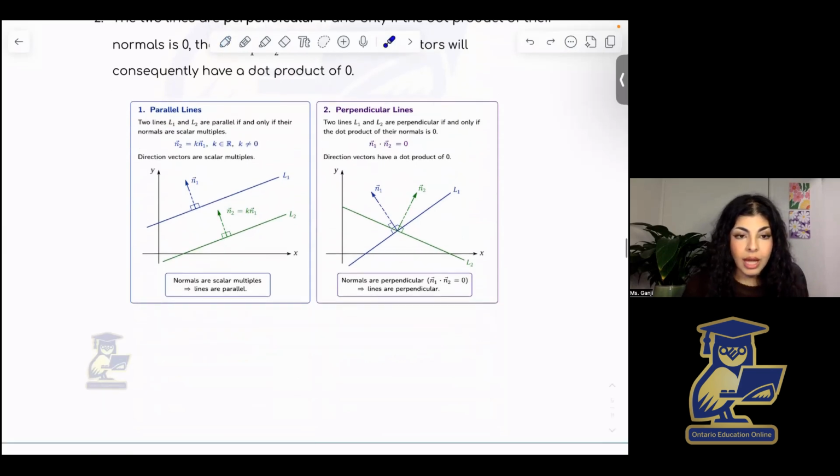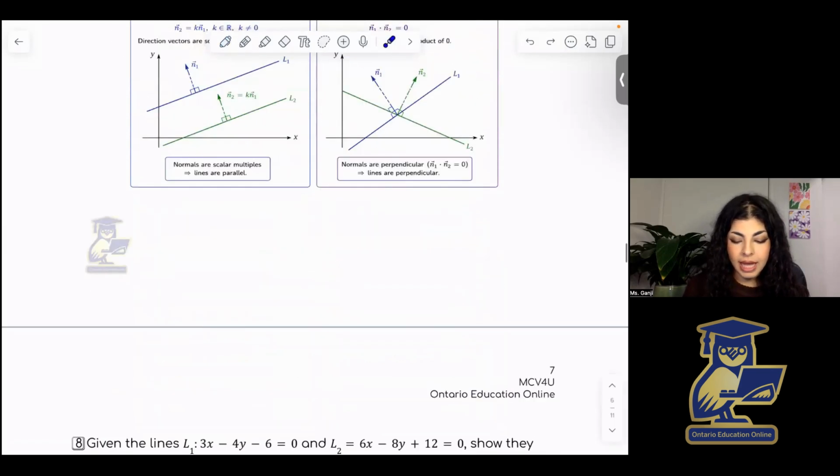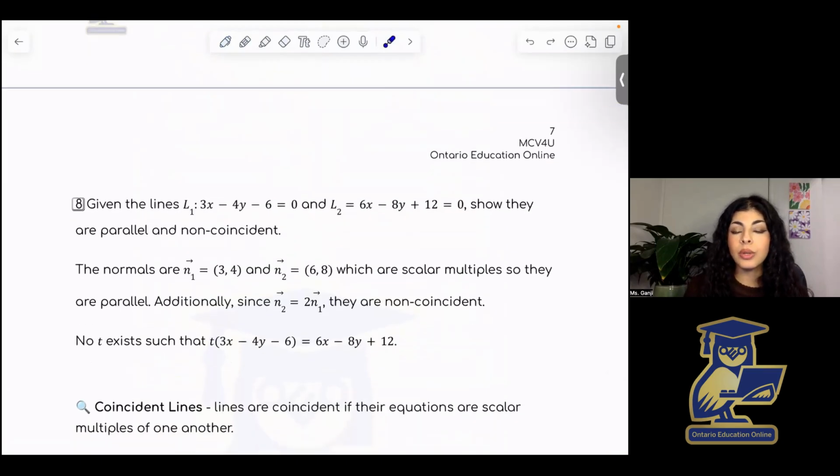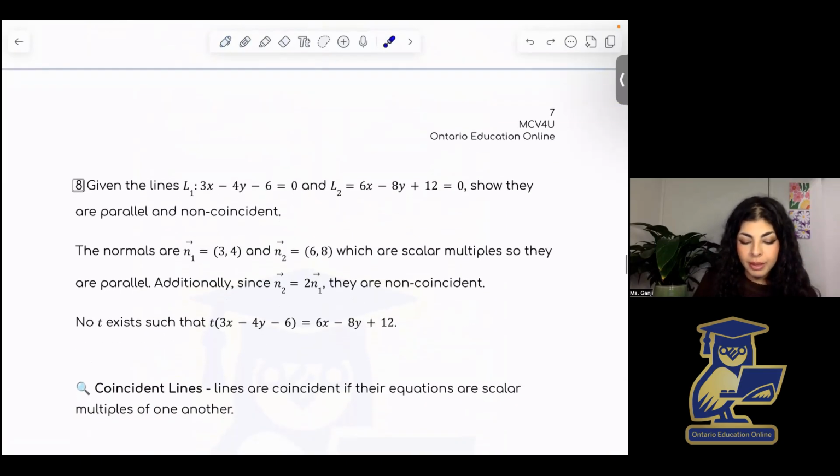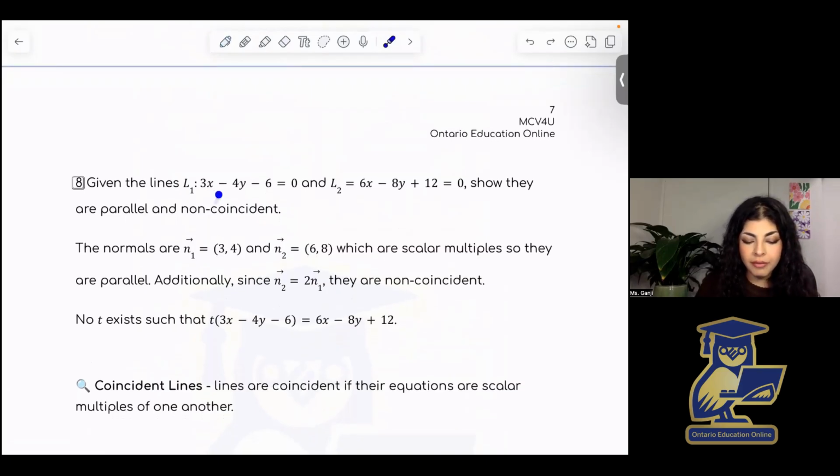So given these two lines here, L1 and L2, we are asked to show they are parallel and non-coincident. From above, we know that the normal of L1 is given by 3, -4, which is A and B, or sorry, A, there we go, should be -4 and this should be -8. And N2 is 6, -8.